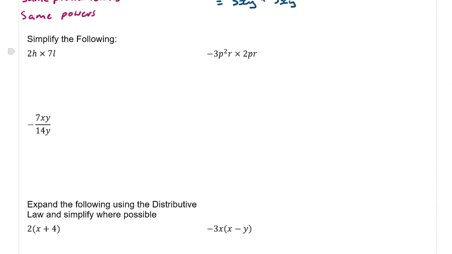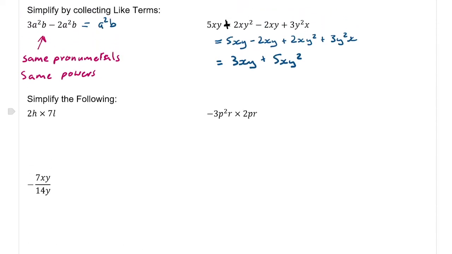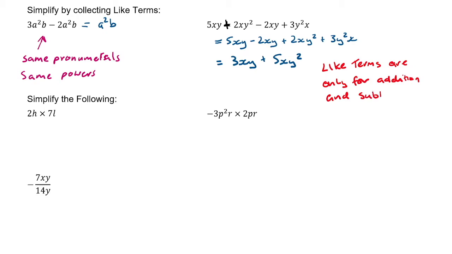Let's simplify the next ones. We're now into multiplication and division. Like terms no longer matter. They only matter for addition and subtraction. Like terms are only for addition and subtraction. Okay.